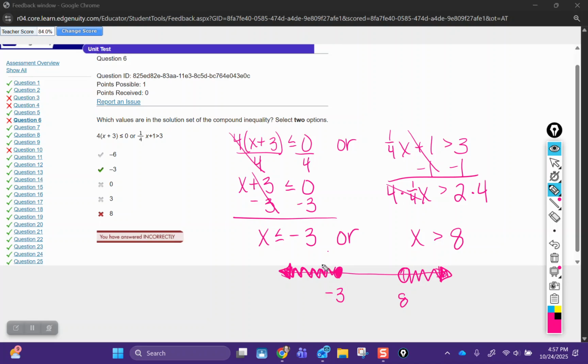So we are including negative 3. That's why there's a closed circle. Less than or equal to negative 3. So negative 6 and negative 3 both fit that condition. But again, the reason why 8 doesn't fit that condition is because we are talking about all the values that are greater than 8. And 8 is not greater than 8.